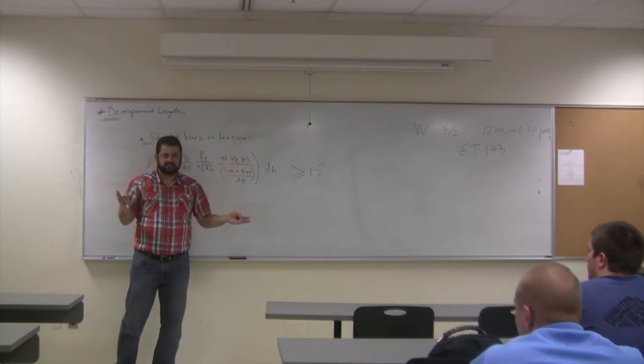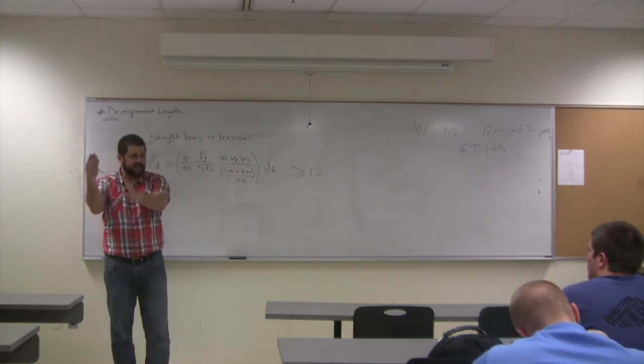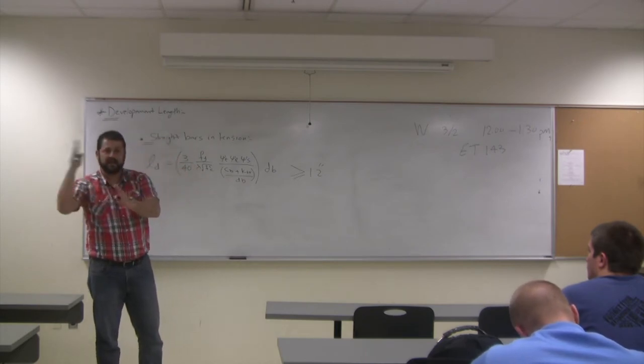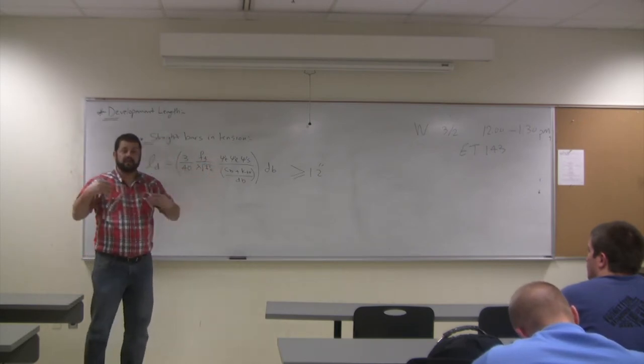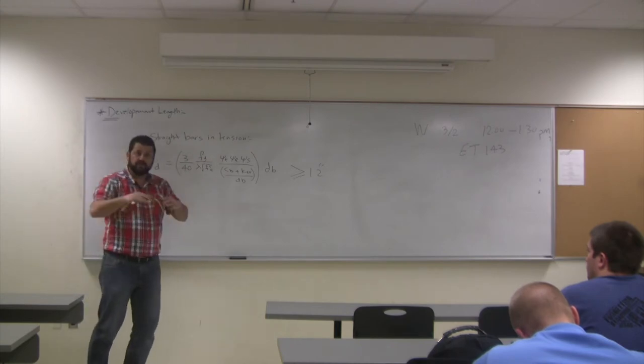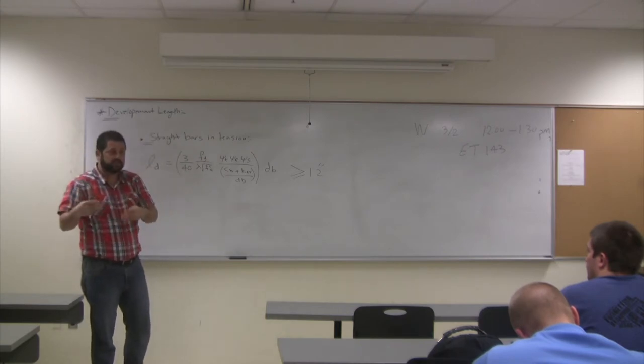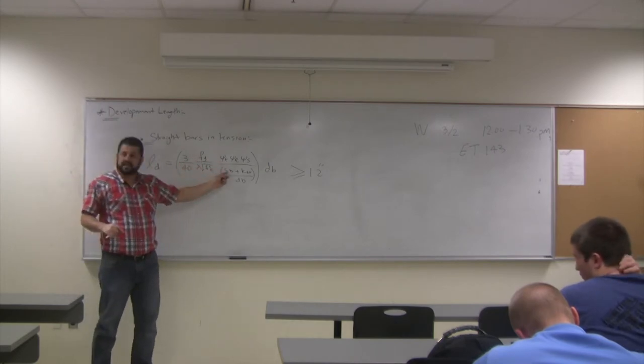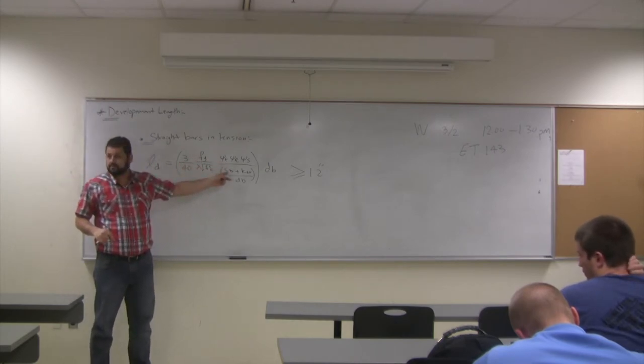Psi s, size. For number 6 and smaller, it is 0.8. For number 7 and up, 1. And this is the code requirement. But the code also encourages using 1 for all bar sizes. Good? CB is the cover to the center of the bar.